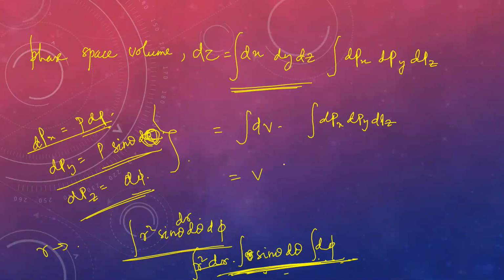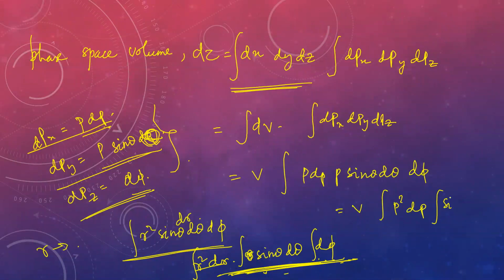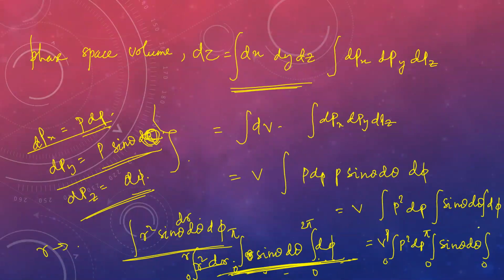So I can write it as p, p sin theta dθ dφ. So this is your p squared dp, then sin theta dθ, then dφ. We know what happens here. The dφ integration is 0 to 2π. Theta limit is 0 to π. This is 0 to p. So here also this is V, 0 to p of p squared dp, 0 to π sin theta dθ, 0 to 2π dφ.